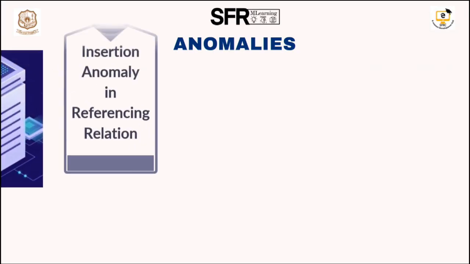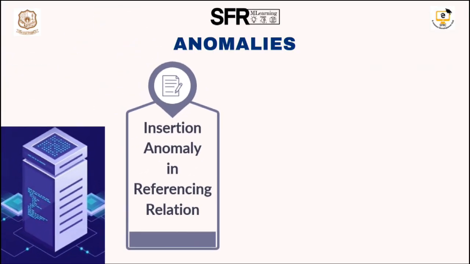Next, we are going to see the anomalies in the relational model. First of all, let's see what is an anomaly. An anomaly is an irregularity or something which deviates from the expected or normal state. While designing databases, we identify three types of anomalies: insert, update and delete. Let's see them one by one.